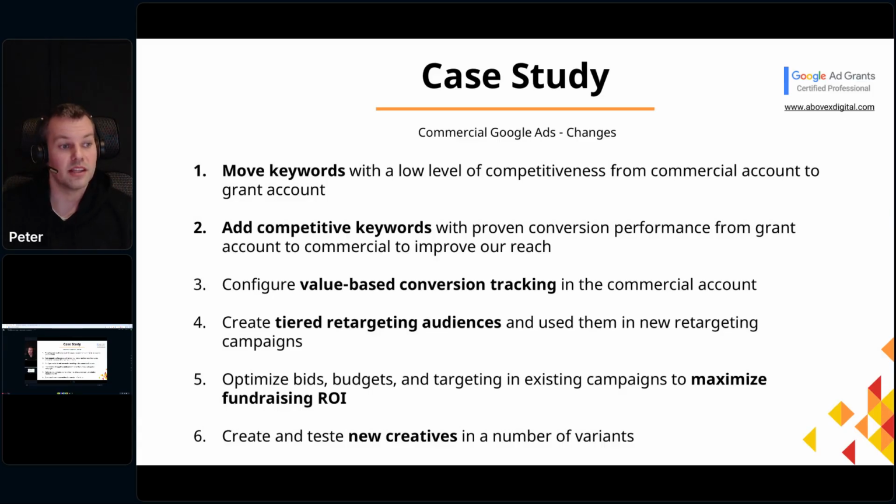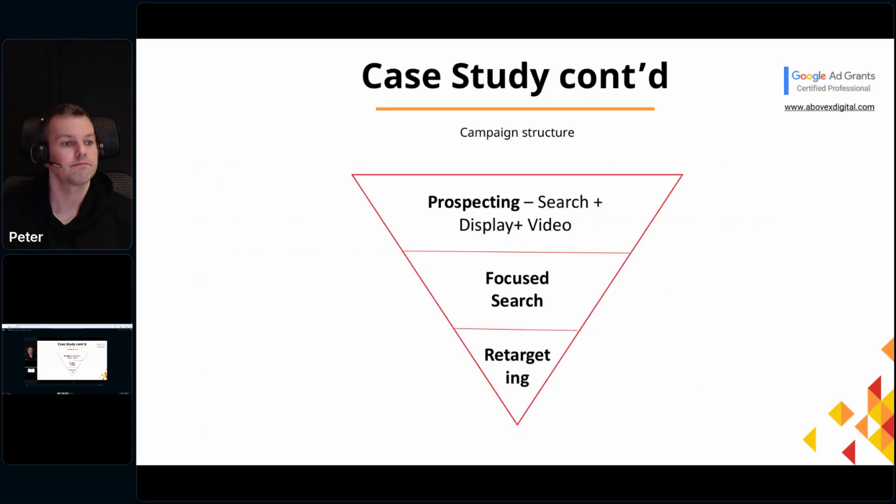We also introduced tiered retargeting audiences. So their approach to retargeting is a little bit more complex. They didn't just go after anybody who visited their website. They had one audience of everybody who visited their website, another audience of people who started the donation process but didn't finish it, and then an audience of people who signed up for their newsletter, etc. So they had different audiences, and they applied different bidding and different messaging to go after each audience. And yeah, we also refreshed their creatives. Those were some of the things we did in the commercial account.